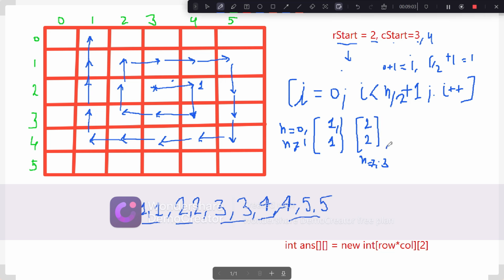Now take n equal to 4. How many times would it run? This would be 4 by 2, so 2 plus 1, so 3. So it would run 0, 1 and 2, so it would run 3 times. Now n equal to 5 also, it would run 3 times, right?